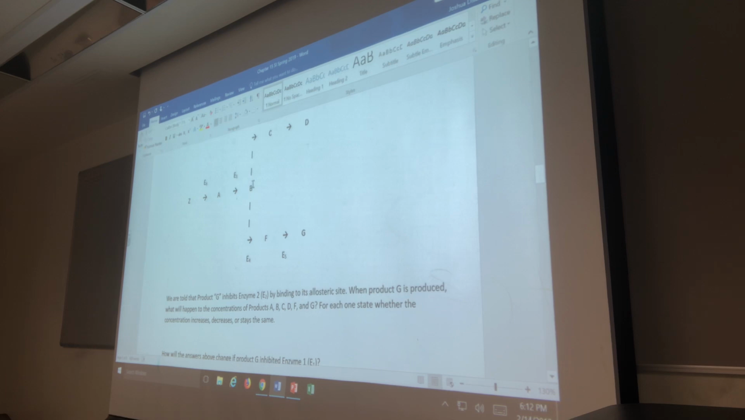Yes? Would there be more A then? That's the next part here: well, then what would happen to A? Well, if it's no longer being used, A is actually going to increase. It's going to build up because it's not being used. And therefore, what conclusion can you make about Z then? It's also going to increase. You've built a dam now in this river so that nothing can pass through enzyme 1. So everything starts building up. They do start increasing.